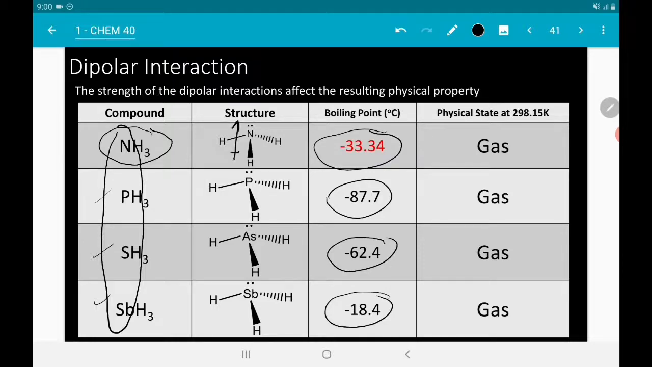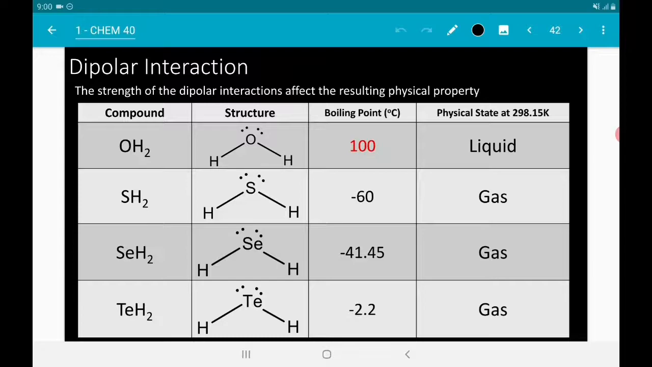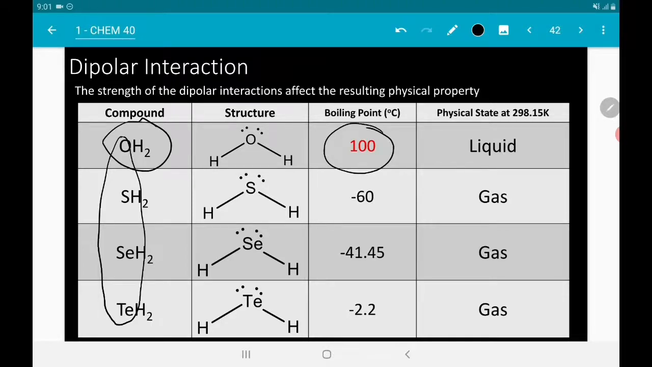Sobrang taas ng dipole moment niya compared sa mga ibang molecule sa baba ng group. Pero the anomaly is too big. Okay? So, ibig sabihin, meron tayong insanely strong na polar interaction or dipolar interaction. The same goes with the chalcogens. Okay? So, you can see this is water. And it boils at 100 degrees Celsius.